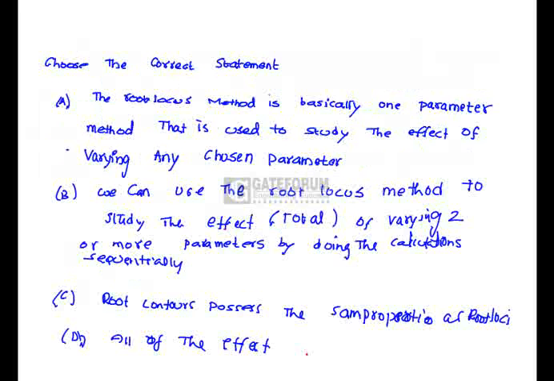Choose the correct statement. Option A, root locus method, is basically a one parameter method that is used to study the effect of varying any chosen parameter. That is correct. We can use the root locus method to study the total effect of varying two or more parameters by doing the calculation sequentially. Yes, that is also correct. Root locus and root contours have the same properties as the root loci. Hence all the statements given are correct regarding root locus. So option D is correct.